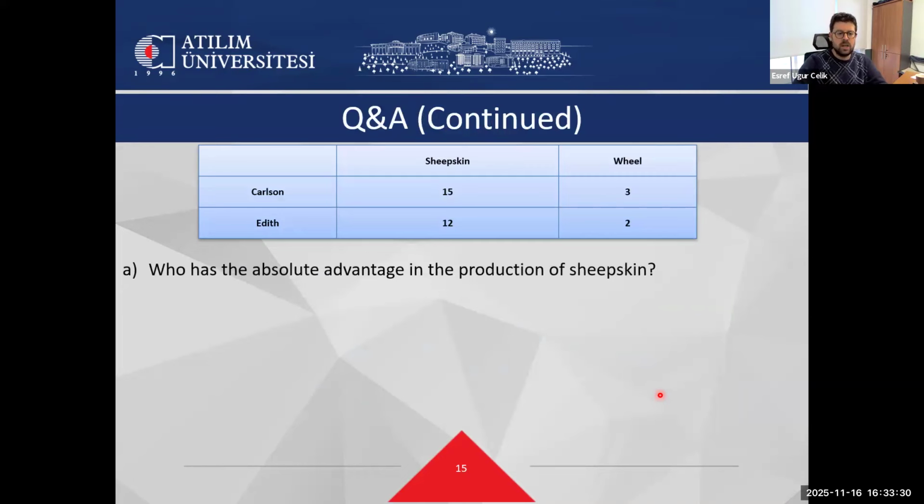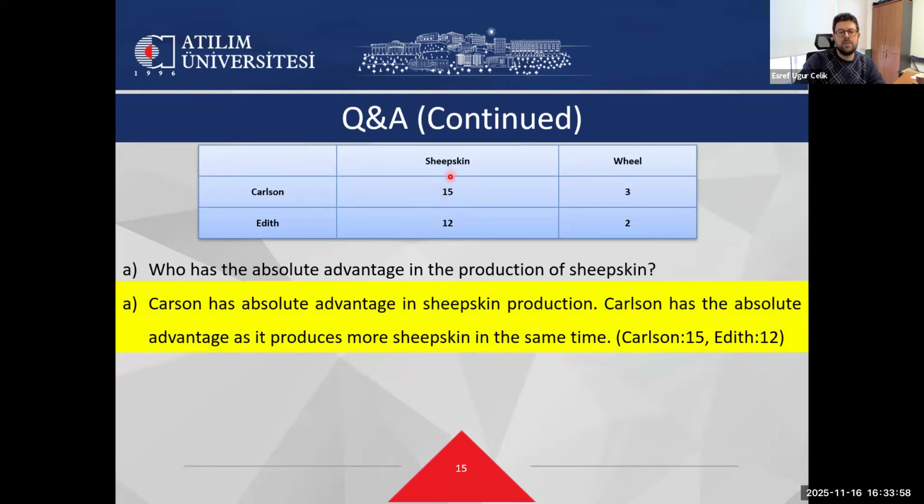Let's look at the first question. Which producer has an absolute advantage in sheepskin? I said for the absolute advantage, the greater number is the winner. Carson for the sheepskin 15, Edith 12. Which one is the greater number? Definitely Carson. So Carson has an absolute advantage for the sheepskin because he produced more than Edith. And you know the exam is multiple choice, so don't worry about the writing part.